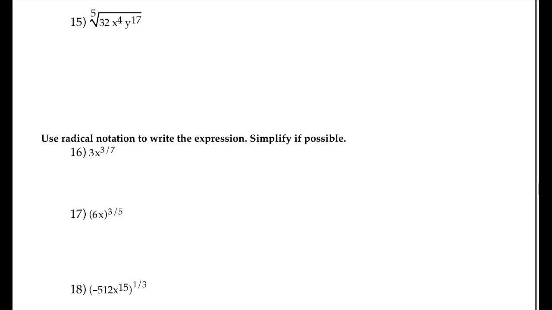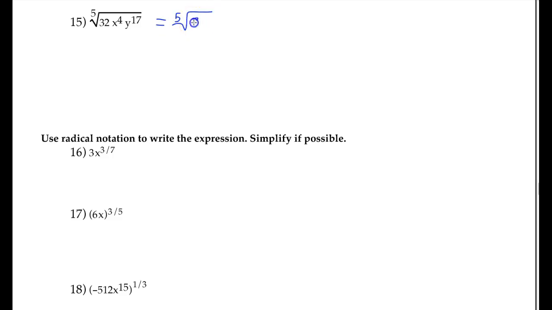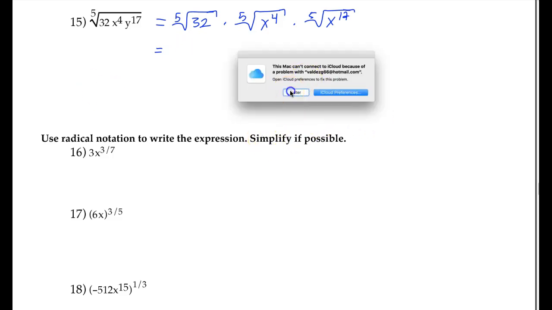All right, so let's look at number 15. So number 15 has the same instructions as number 14 and 13. What's different here is instead of us having to do all the division first, we just have multiplication. So if we come here, we can split this up and do the 5th root of 32 times the 5th root of x raised to the 4 times the 5th root of x raised to the 17. Now, the 5th root of 32 is just 2, because if you multiply 2 times itself 5 times, you'll get 32. If you don't know that right off the bat, that's fine.